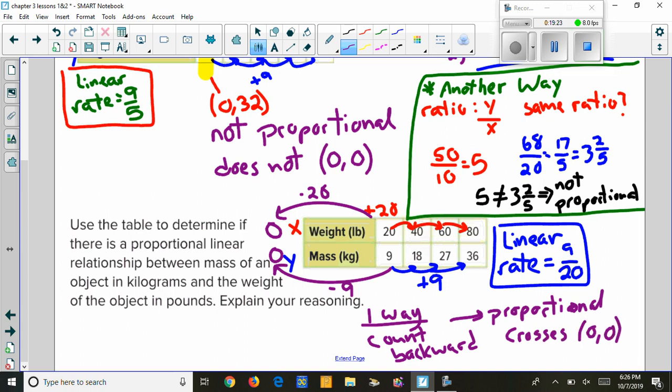And again, the other way could be the ratios. And if I look at a couple, say 27 over 60, that's 9 over 20. 18 over 40 is also 9 over 20. And I know that 9 over 20 itself equals 9 over 20. So they are all the same ratio, making it proportional.